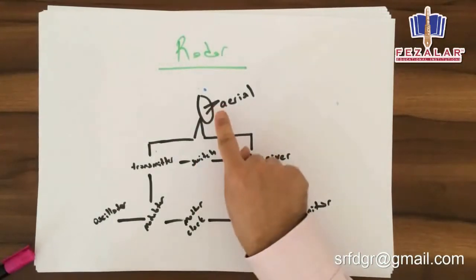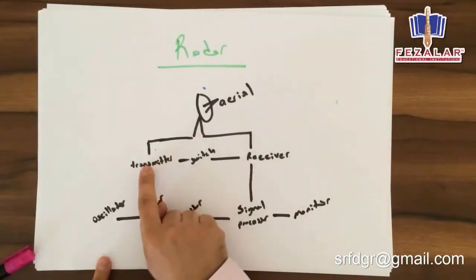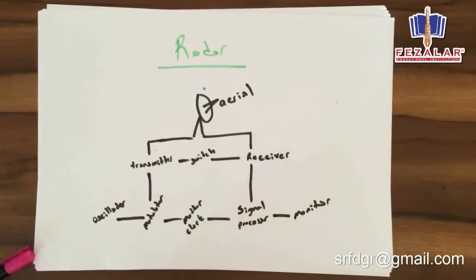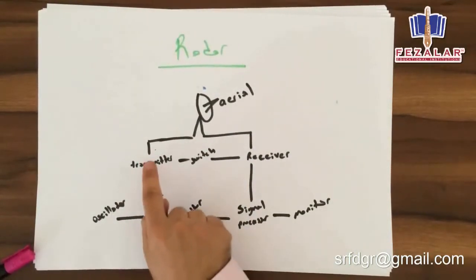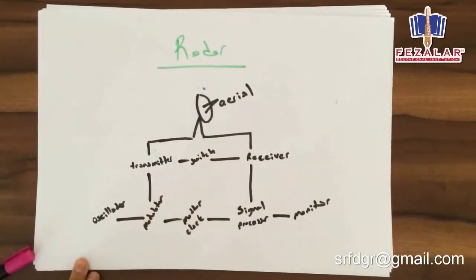The parts: in order to transmit and receive, we need an aerial. In order to transmit, we need a transmitter. In order to receive, we need a receiver. To switch between transmitting and receiving, we need a switch. And in the transmitter, in order to generate the electromagnetic wave, we need an oscillator. And in order to modulate the oscillated wave, we need a modulator.